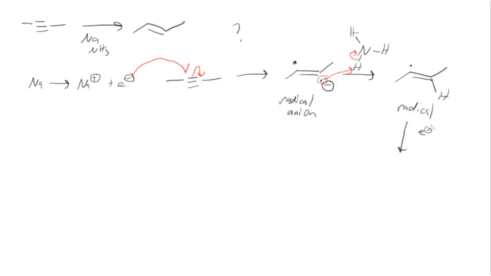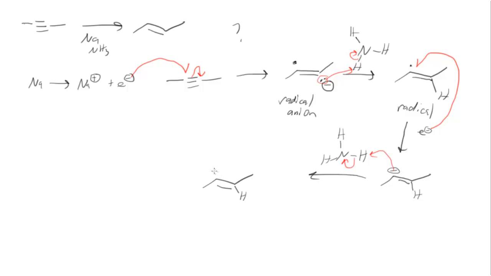Now a second electron from another sodium metal comes by and adds to the first one, to give a negative charge, which can then grab a proton off of another ammonia. Because this is stepwise, where both hydrogens are not added at the same time but one at a time, that allows the molecule in the middle steps to arrange itself so that the R groups are further apart rather than closer together.